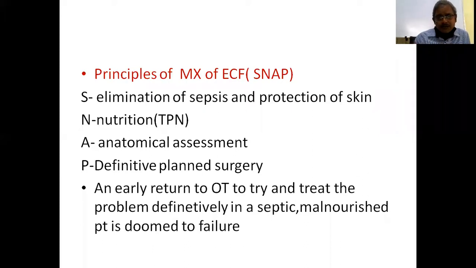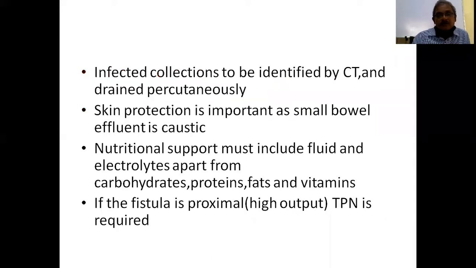So this is SNAP management. You should eliminate the sepsis, you should protect the skin, you should go for nutrition, you should anatomically assess the patient, and then only you can go for definitive planned surgery. And likewise, other guidelines: infected collections are to be identified by CT scan and drained percutaneously whenever possible. Second, skin protection is important, as small bowel effluent is caustic.